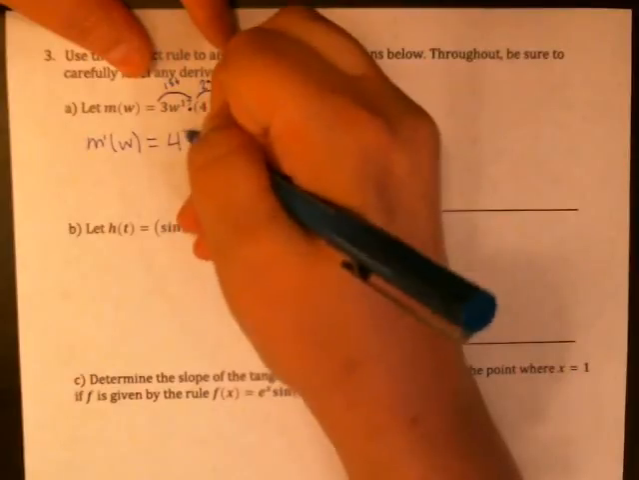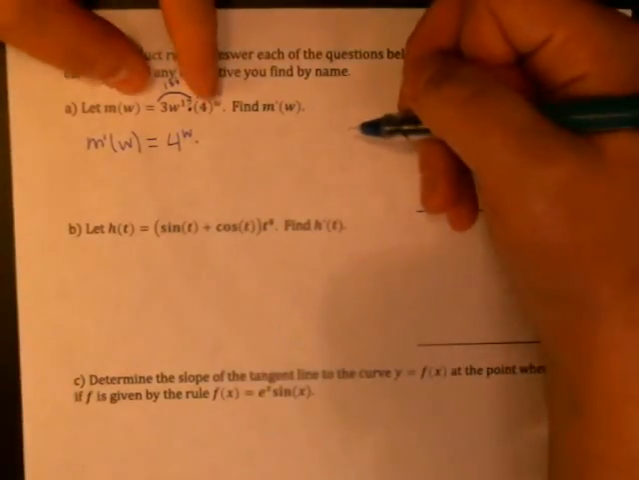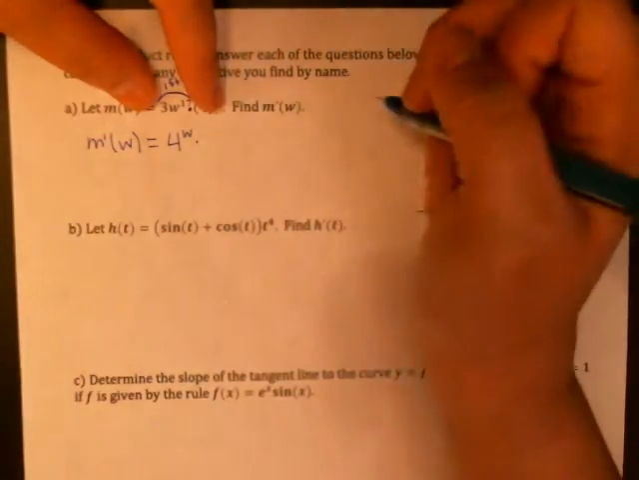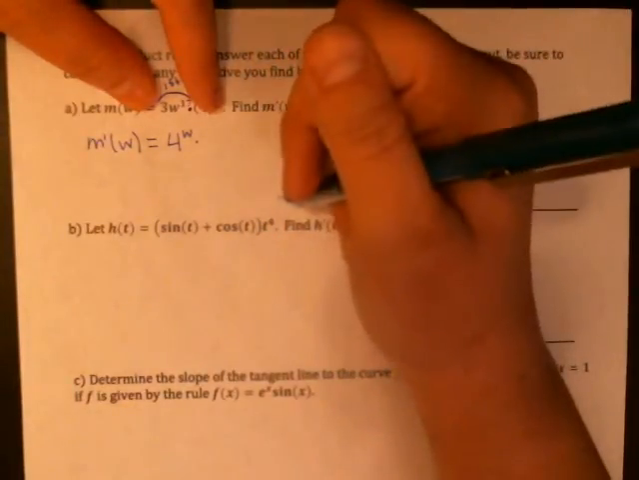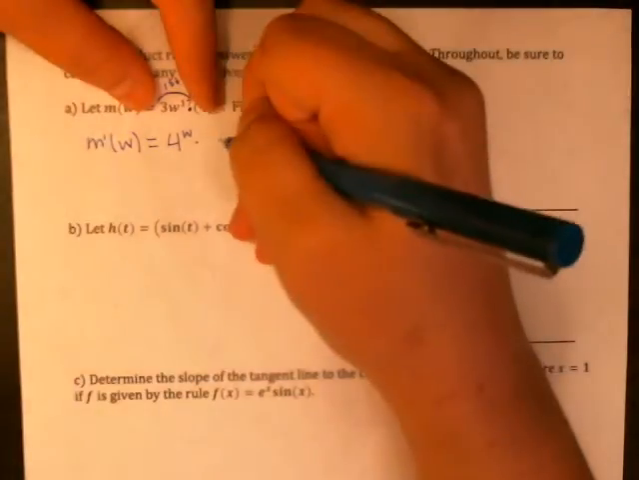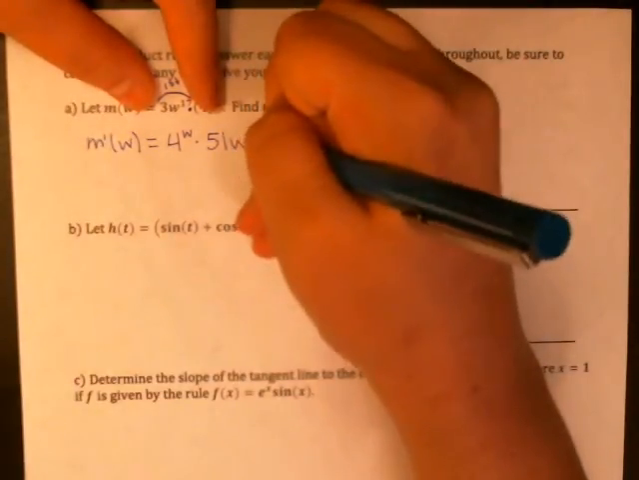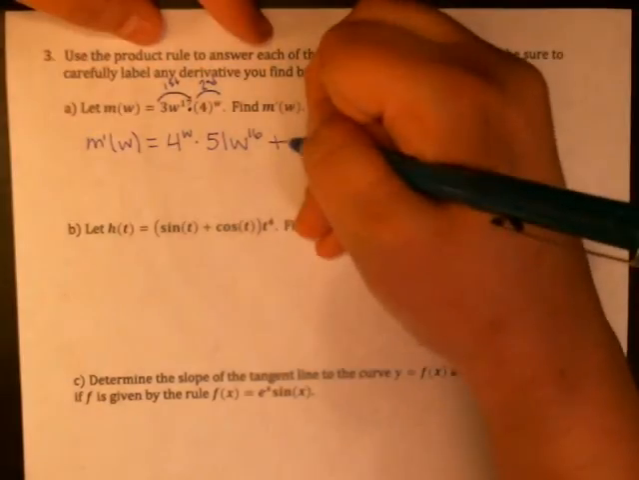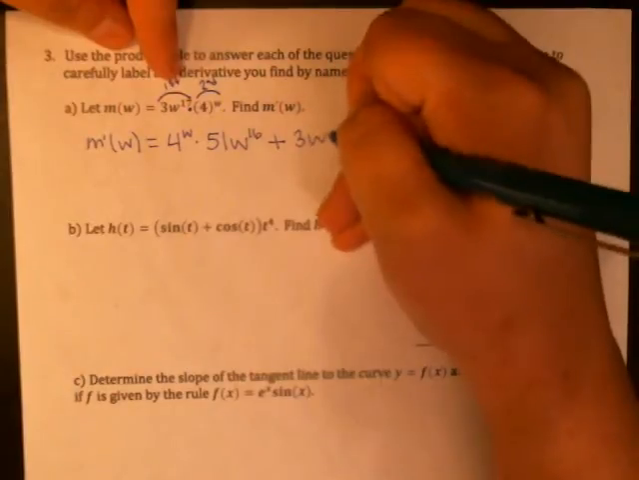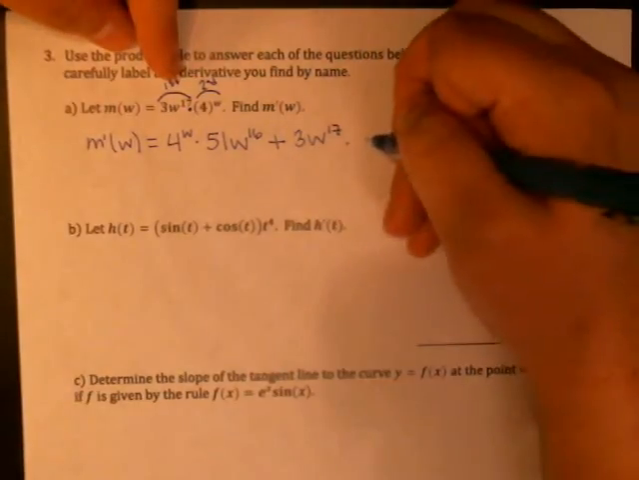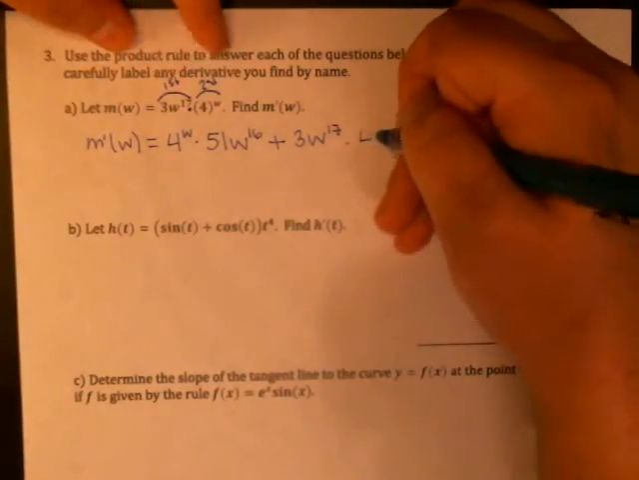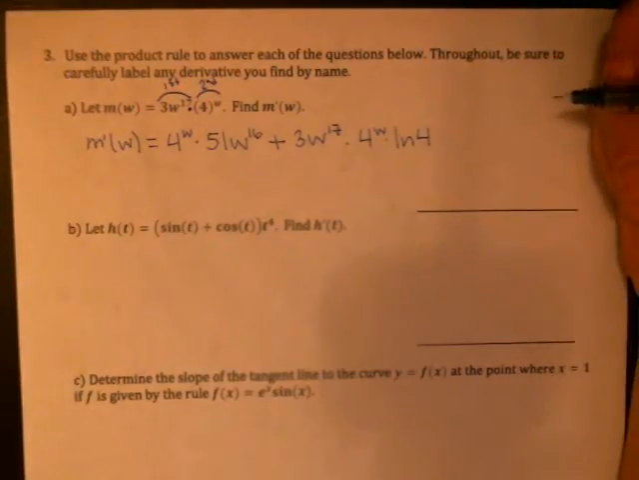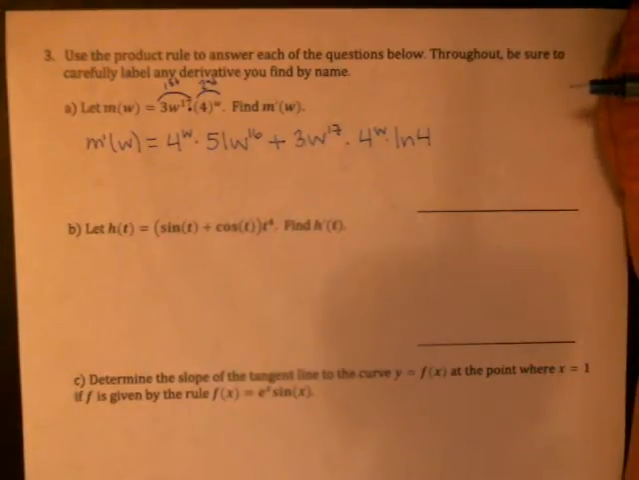So we're going to do the second, 4 to the w, multiplied by the derivative of the first, the derivative of 3w to the 17. Let's see, the 17 drops down in front, we get 30 and 21, 51 w to the 16. And then we need a plus the first, 3w to the 17, multiplied by the derivative of the second, which is going to be a 4 to the w multiplied by the natural log of 4. So that actually doesn't look bad as it is.